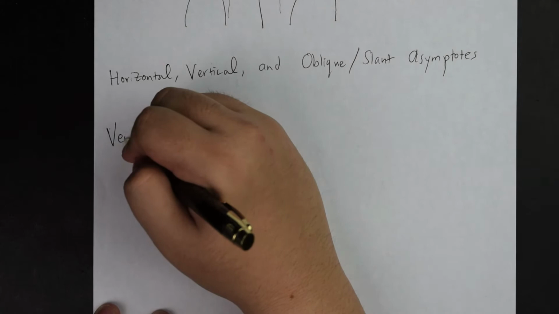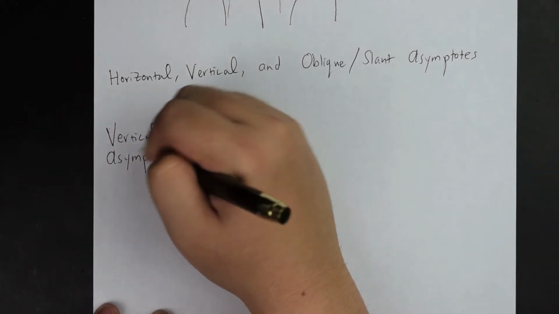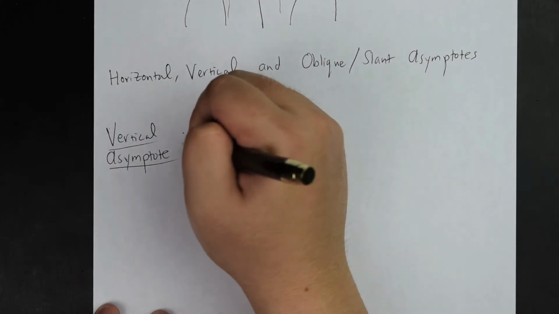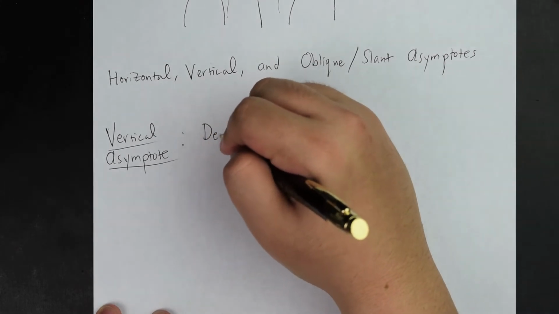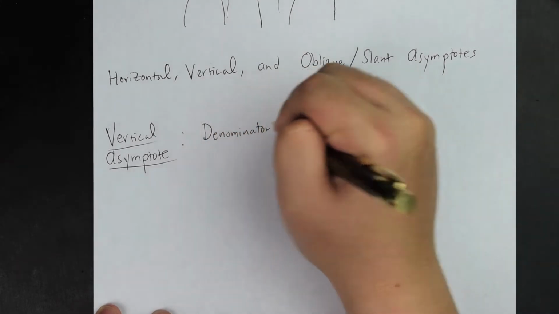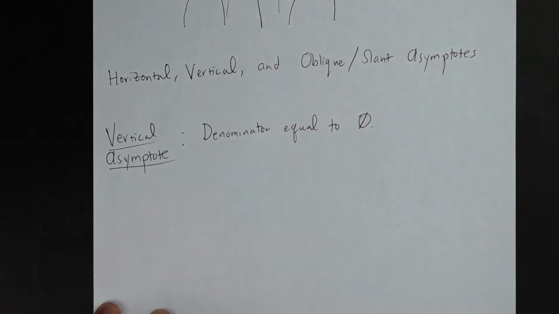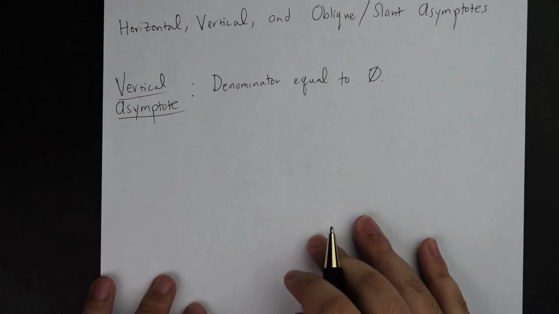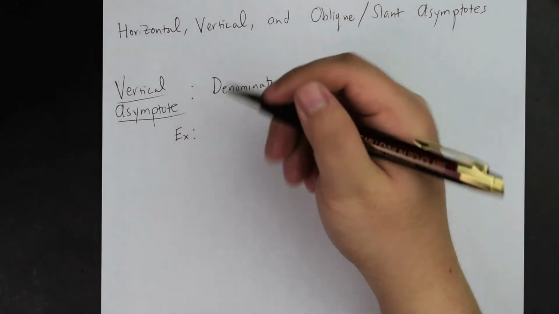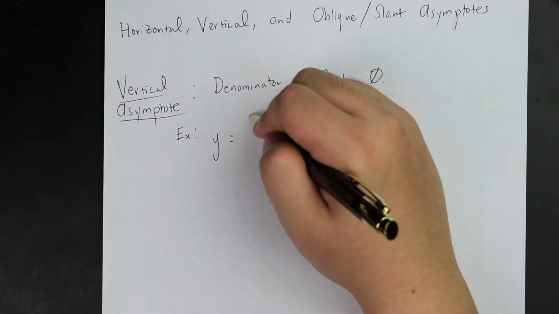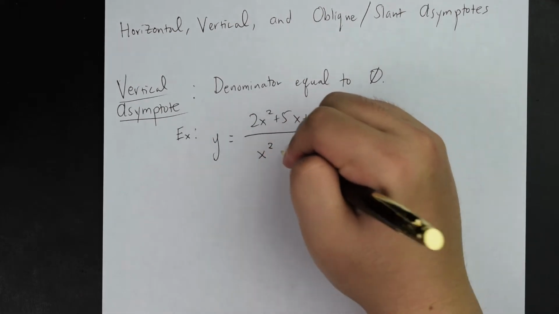The first one I'm going to go over is the vertical asymptote. For vertical asymptotes, there's actually only one rule. The way we find the vertical asymptote is that we make the denominator equal to 0. What I mean by that is this. Let's say I'm making up a question asking for the vertical asymptote: y equals 2x squared plus 5x plus 6 over, let's say, x squared minus 1.